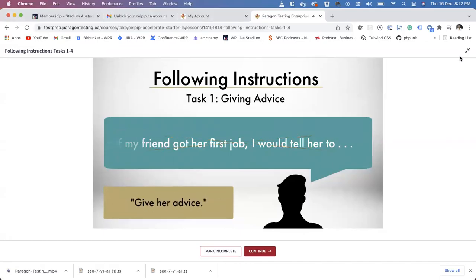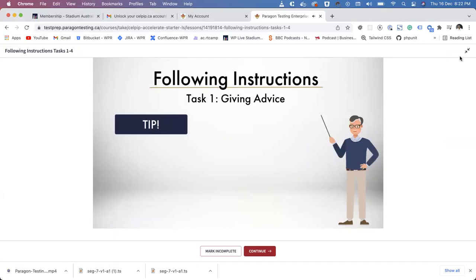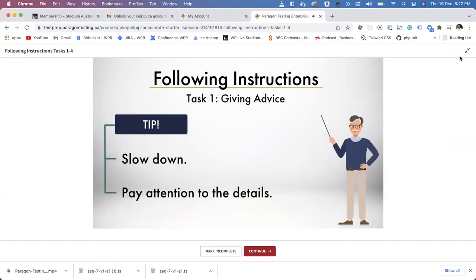give her advice. Sometimes when we are feeling nervous on a test, it's easy to read instructions quickly and assume we know what we are supposed to do. Take the time to slow down and really pay attention to the details.